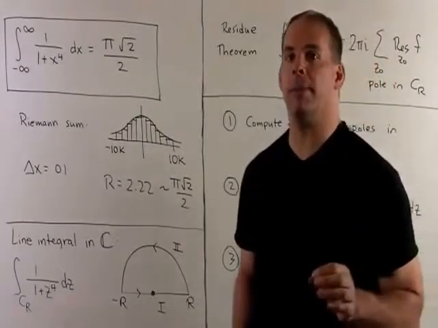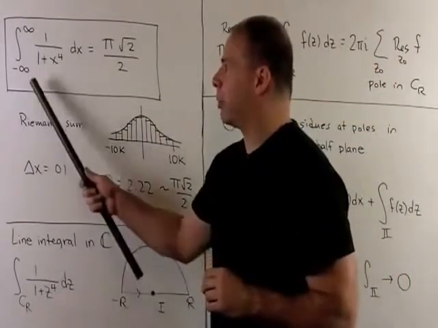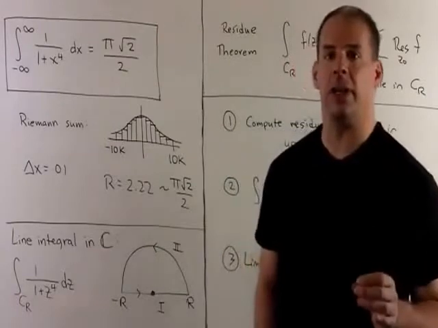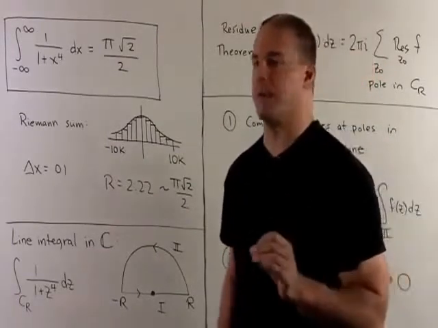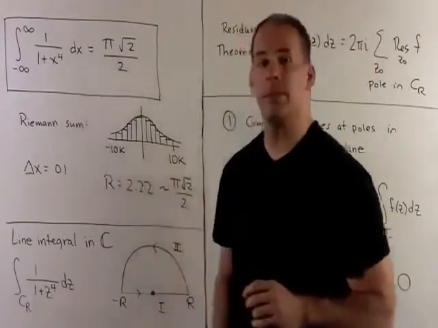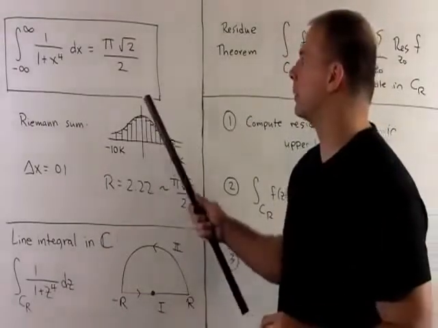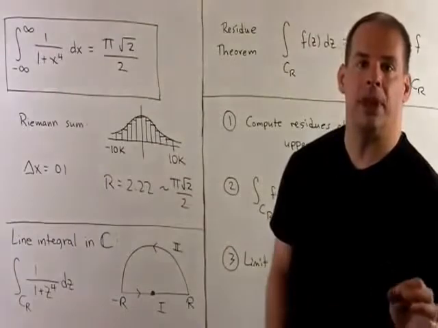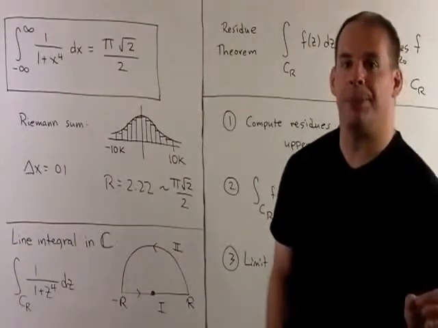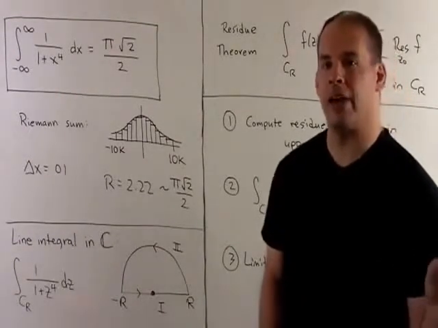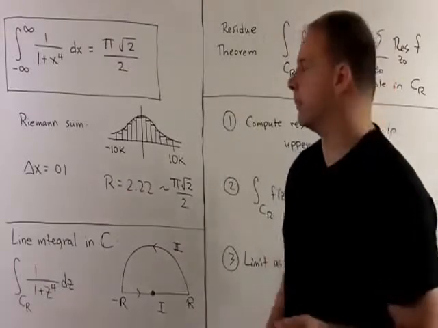Using the residue theorem, we want to show the improper integral from minus infinity to infinity of 1 over 1 plus x to the 4 with respect to x is equal to pi times square root of 2 over 2. Now, that seems like an unlikely answer, so I'll go to the computer and calculate a Riemann sum.